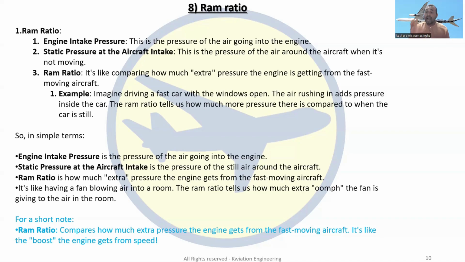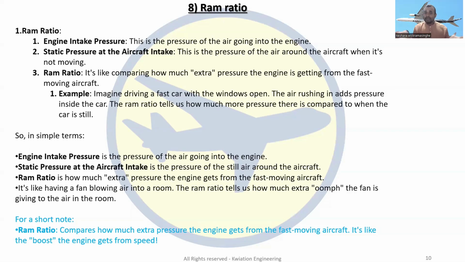And ram ratio is like comparing how much extra pressure the engine is getting from the fast moving aircraft. So example, right? Imagine driving a fast car with the window open.